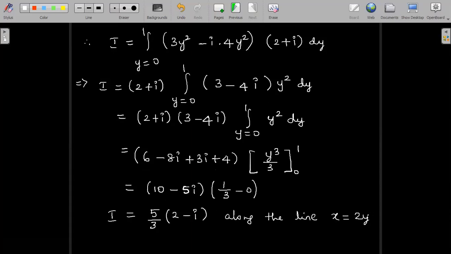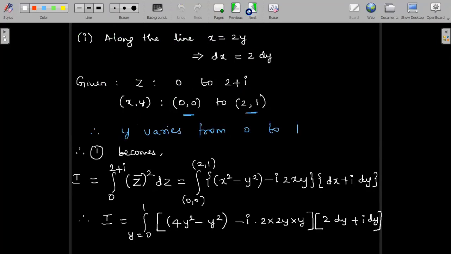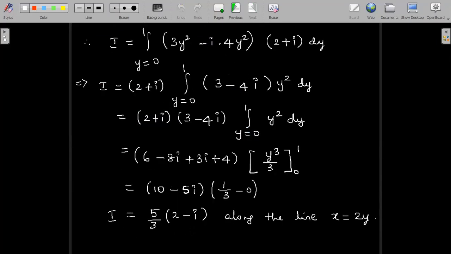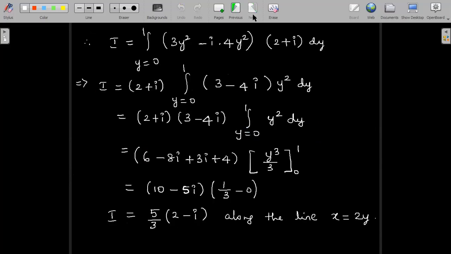So if we observe, there were two cases given actually. The two cases that we had to discuss: along the line x is equal to 2y, we have to integrate the given integral z bar whole square dz. That we completed just now, and the answer for that is 5 by 3 into 2 minus i. Now in a similar manner, we have to work the second case, the real axis up to 2 and then vertically to 2 plus i. We need to see that now.